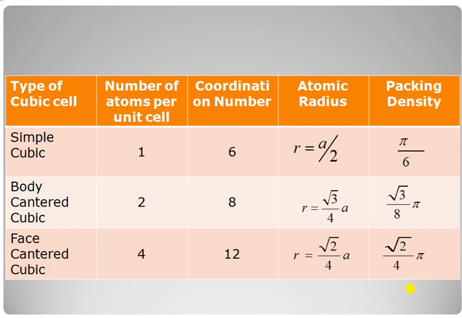Body-centered cubic, the number of atoms per unit cell is 2, coordination number is 8, radius is root 3 a upon 4, and packing density is root 3 pi upon 8. Face-centered cubic, the number of atoms per unit cell is 4, coordination number is 12, and the atomic radius is r equal to root 2 upon 4 into a, and the packing density is root 2 upon 6 into pi.